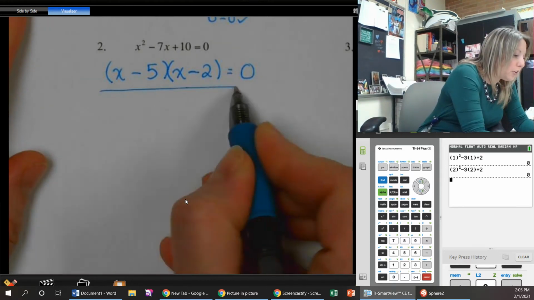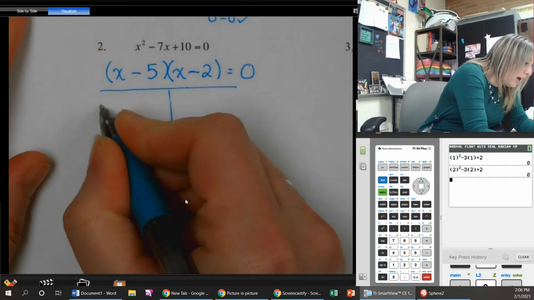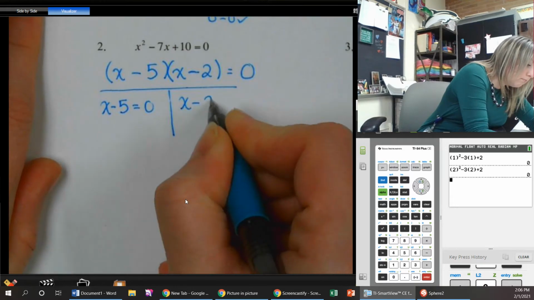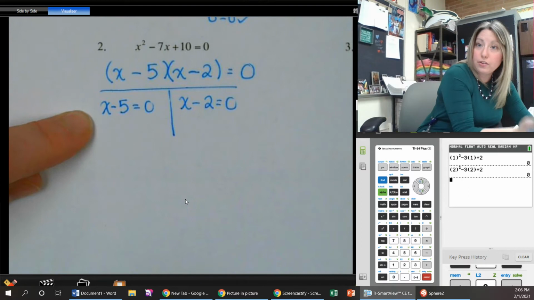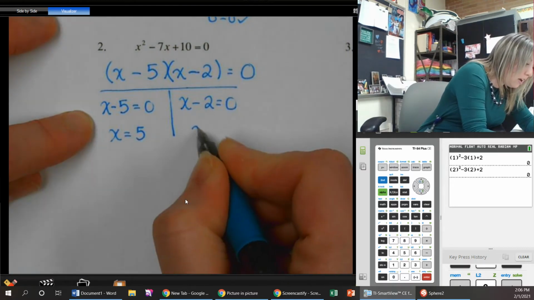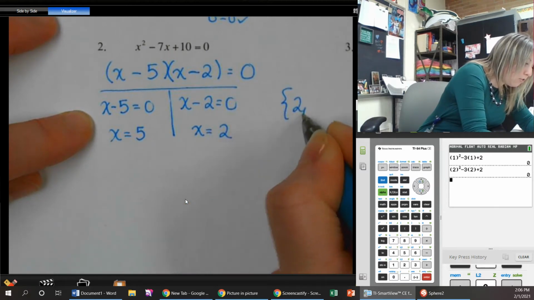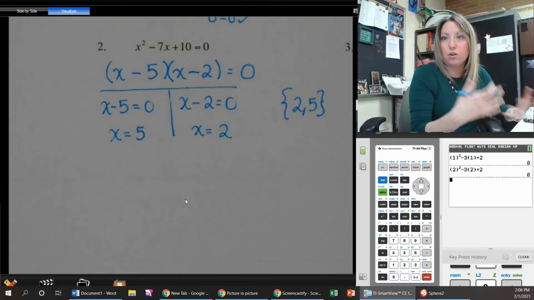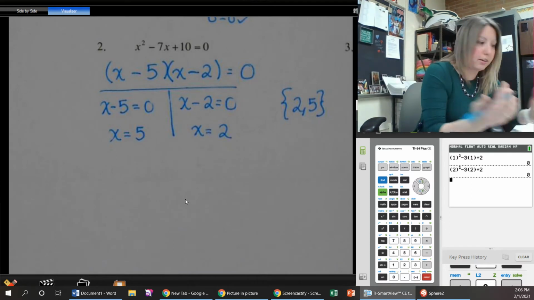So now, of course, that I have this in factored pieces, I do the t-chart step, which is set each factor equal to 0. And now solve to get x alone. In this case, because they're integers, it's a little bit quicker. So I get x equals 5 and x equals 2 as my answers. I put my answers in my French curly braces. As you know, I always do them in numeric order, so, you know, lowest to highest.